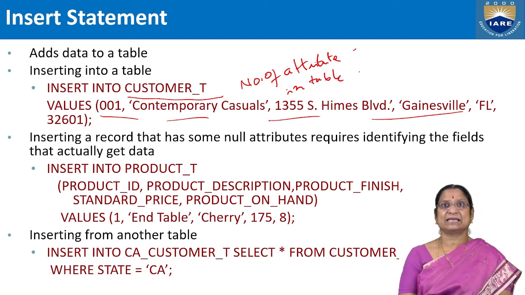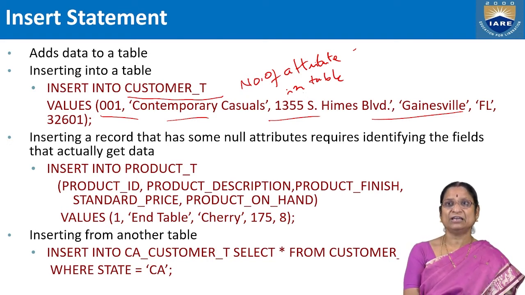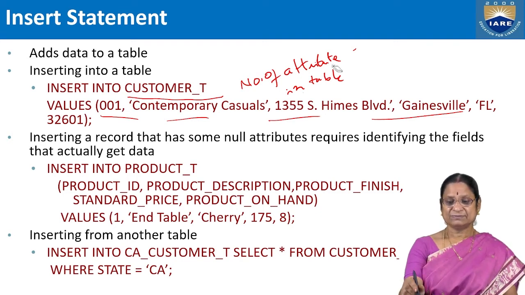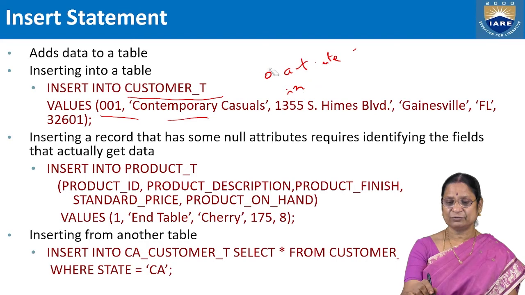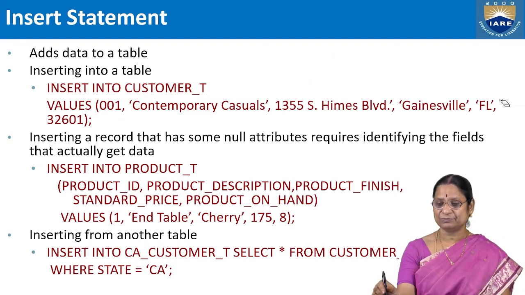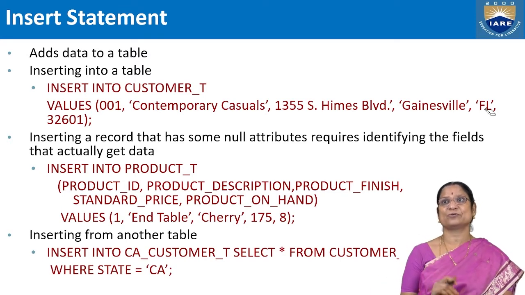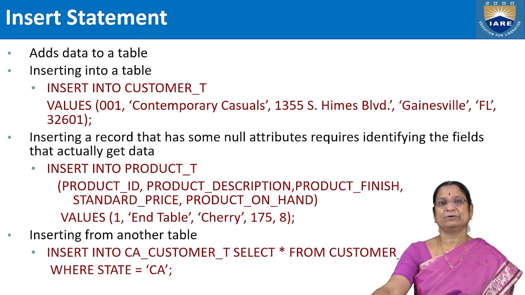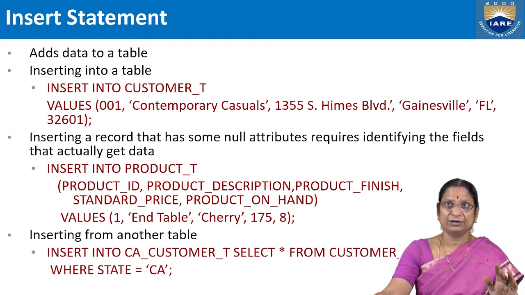And also a one-to-one correspondence must be there. The first value will go to the first attribute, the second value will go to the second attribute, the third value will go to the third attribute, and so on. So for such an insert statement, we should have in our mind the structure of our database, the attributes, their types and order also. Then only you are able to give the data in the right order. So 001 and contemporary casuals and 1355S, etc.